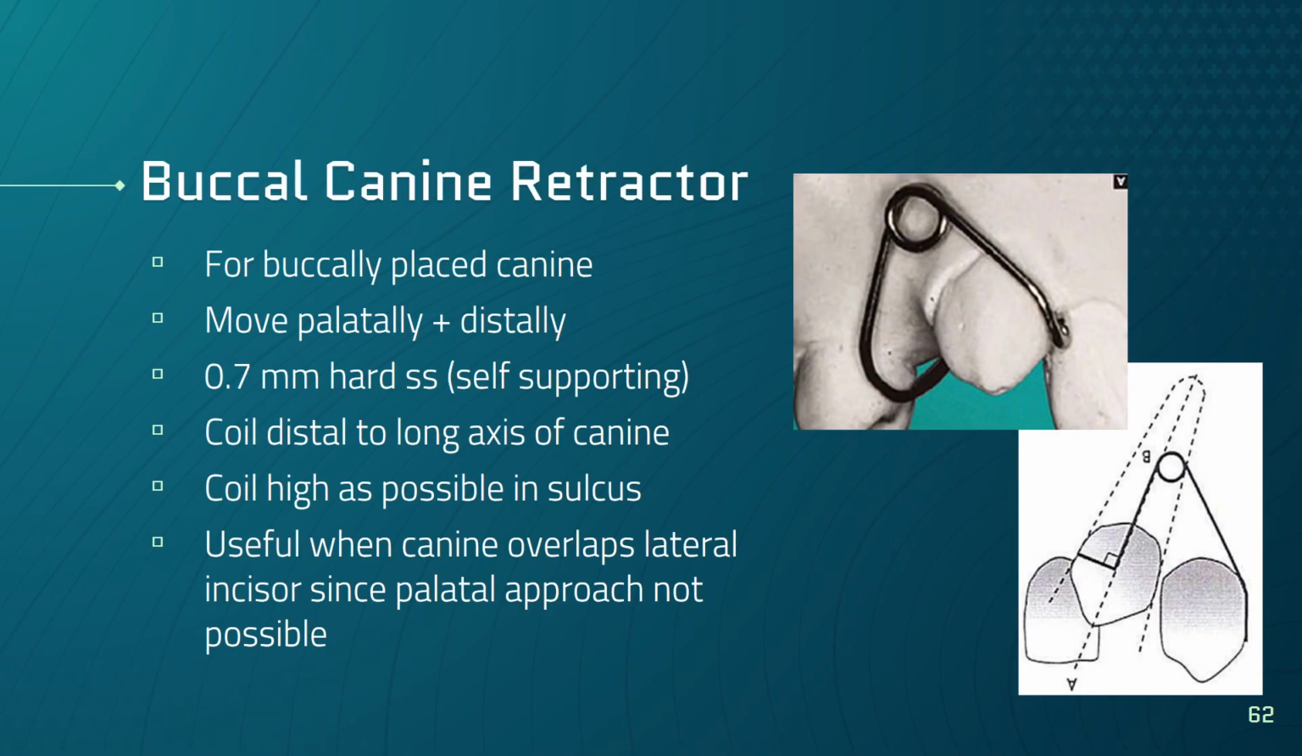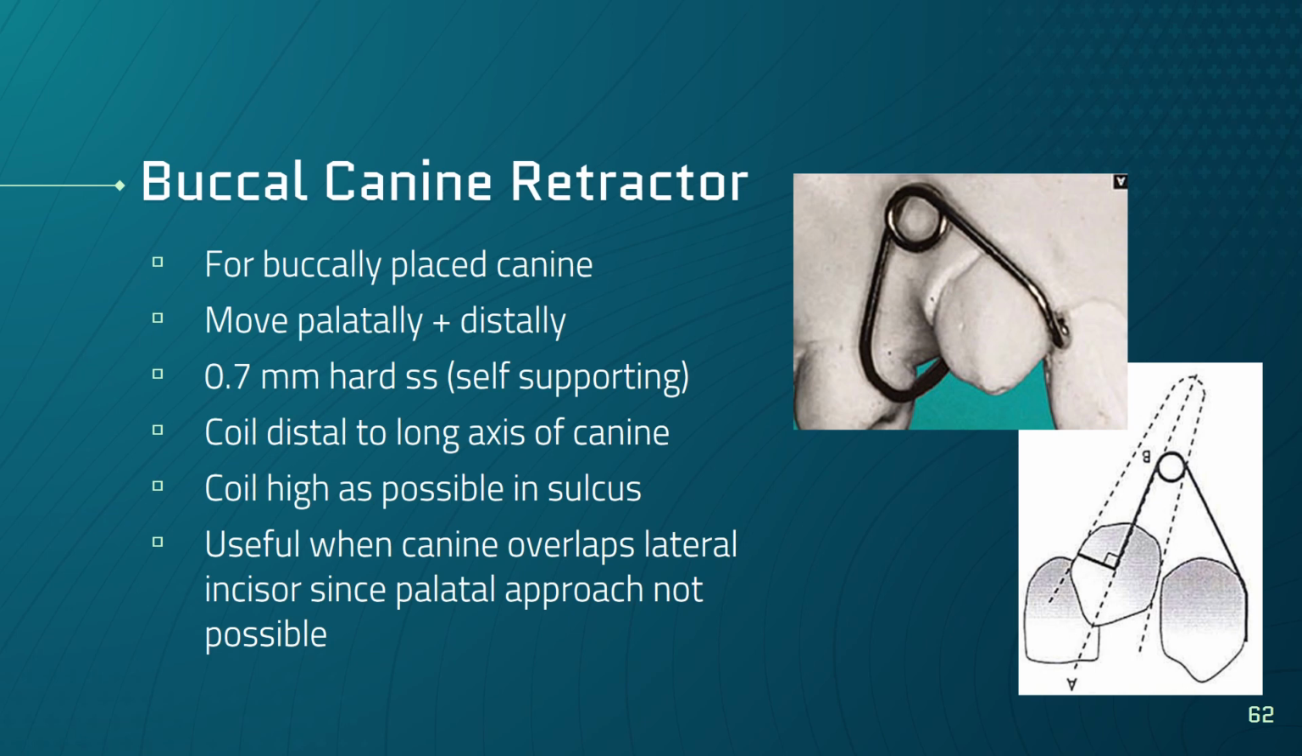Now, the buccal canine retractor is used for a buccally placed canine. It can move the tooth both distally and palatally. It is made from 0.7 millimeter hard stainless steel wire. Thus, this retractor is a self-supporting retractor.